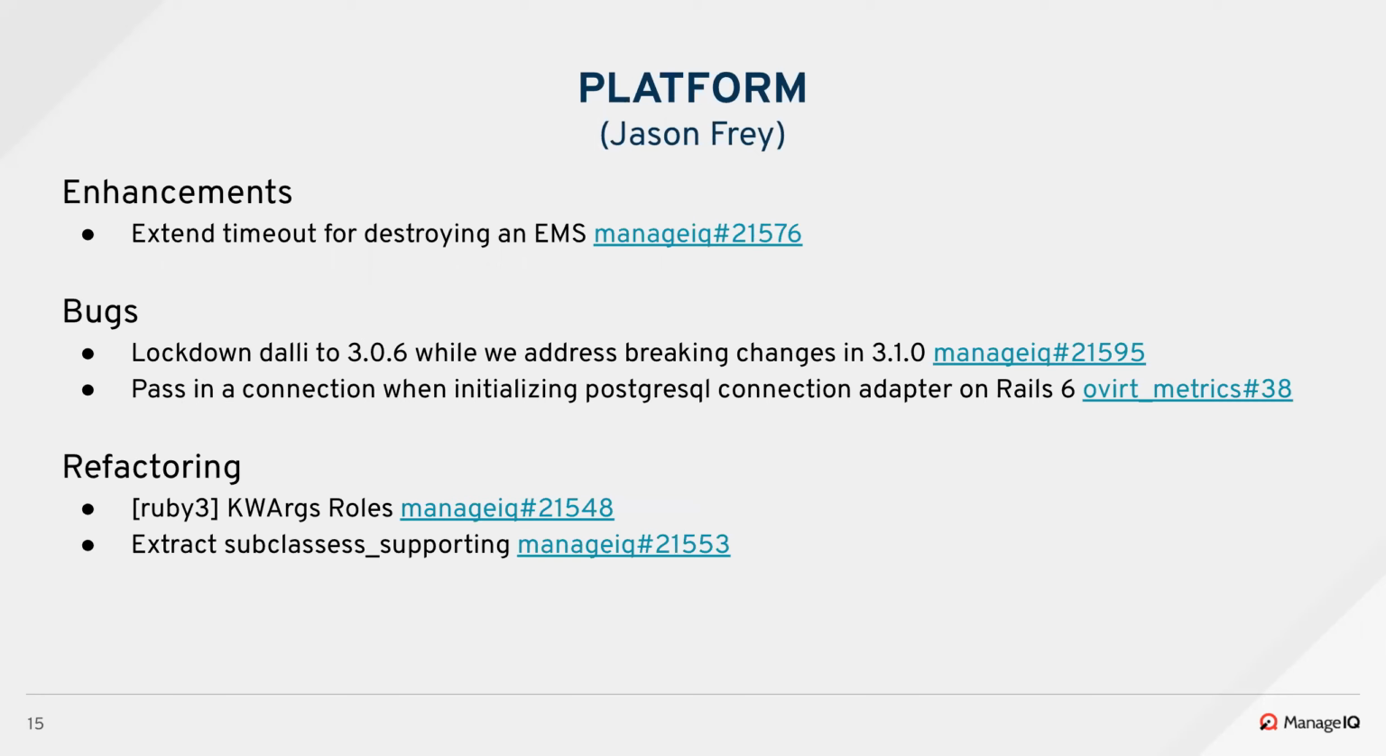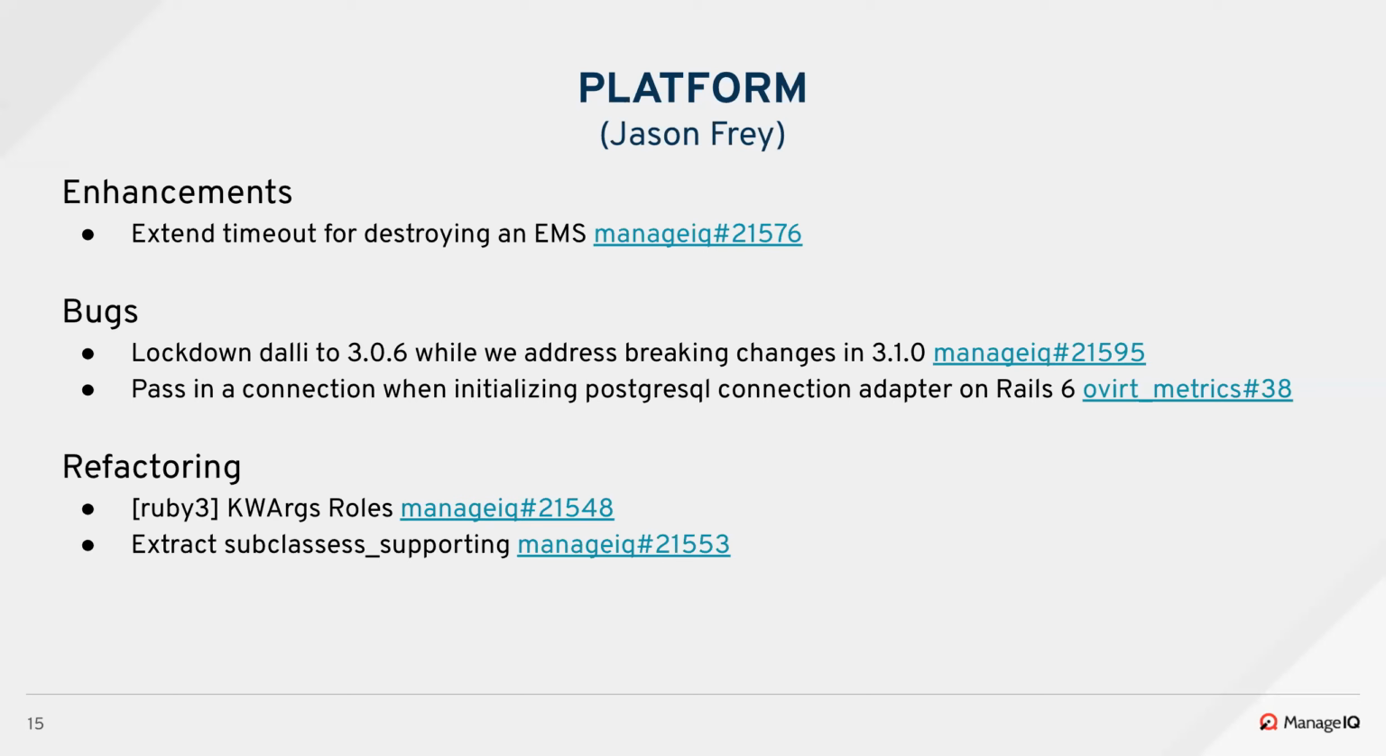Over to Jason. Okay. On the platform side, as Adam said, he added the extension of the timeout for destroying an EMS. On the bugs, the Dalli gem, which is what we use to connect to Memcache internally, was upgraded to 3.1, and they introduced a breaking change in 3.1. So for now, we've locked down to 3.0, and Joe is looking into what it will take to get us upgraded to 3.1. And as Adam said, with the Overt metrics gem, there was a fix to pass in the connection when initializing it on Rails 6, and that was the fix he just talked about.